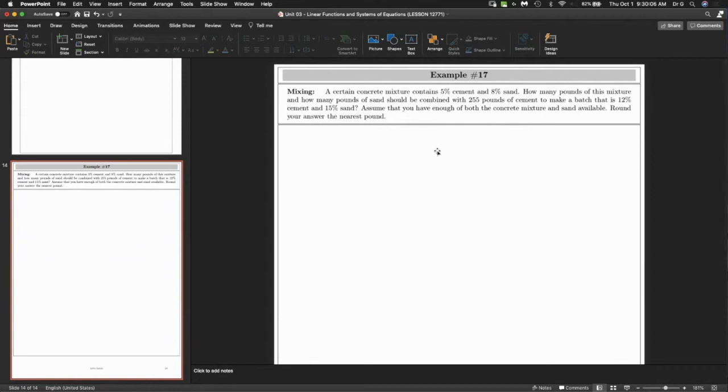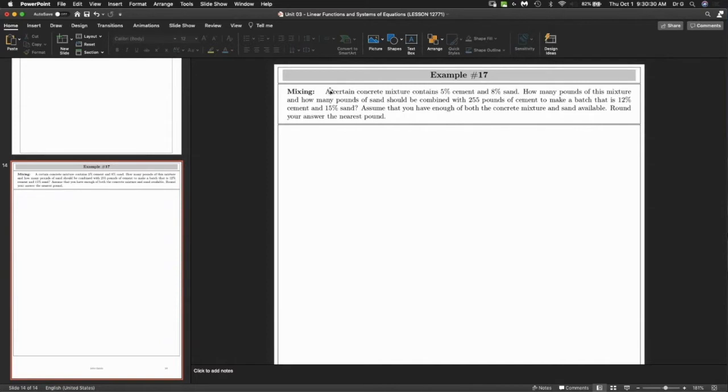When you want to make concrete, your mix contains cement and sand, and different proportions of cement and sand will make different desired concrete. So it turns out this question is a tough mixing question that involves the mixing of concrete. Now, let me say it as a little story.